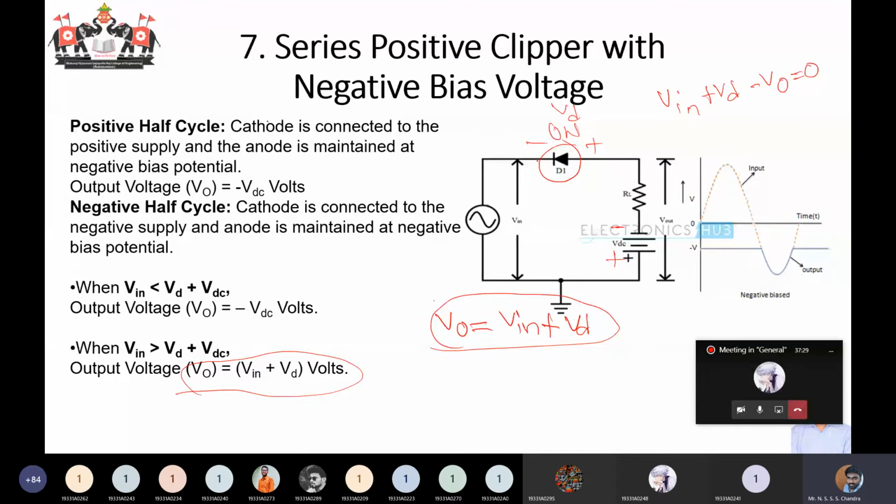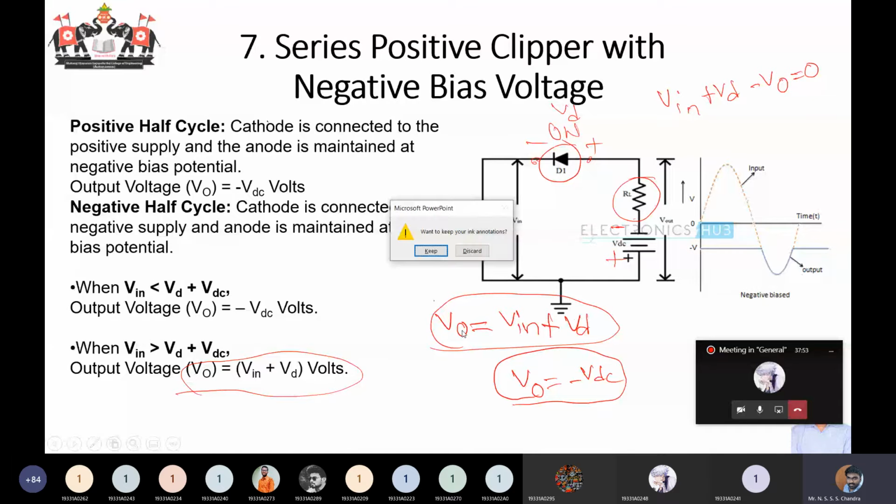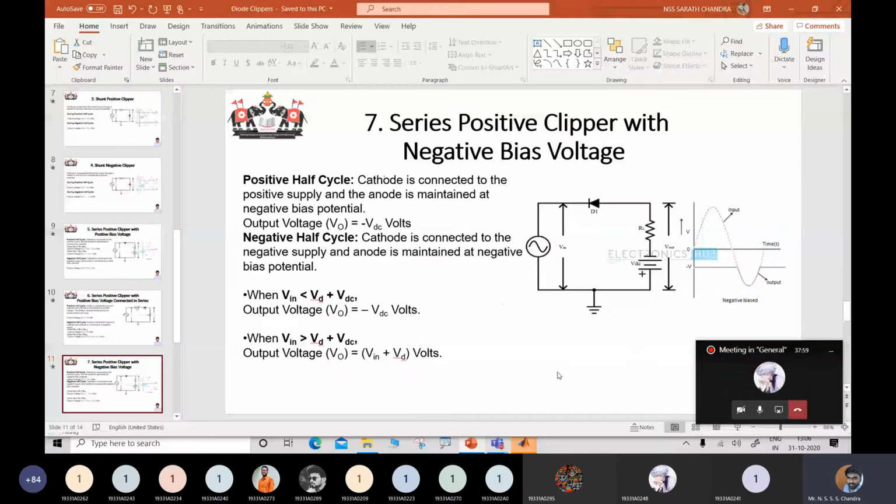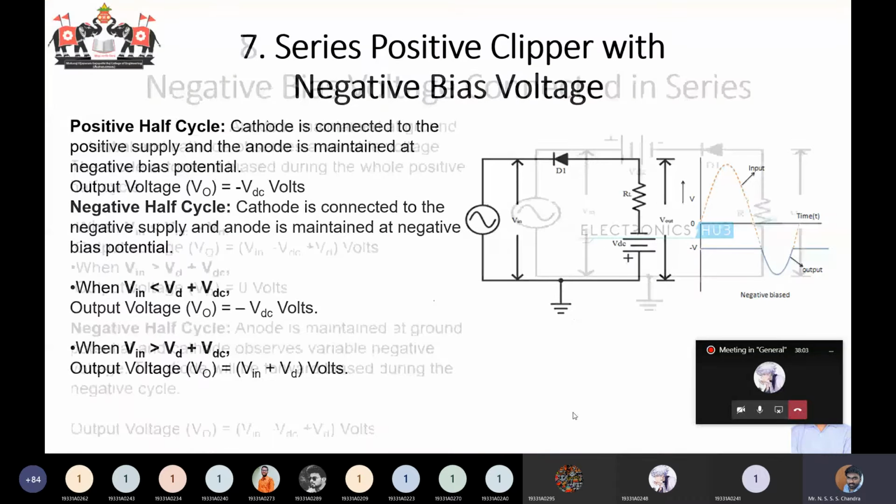And then if the diode is acting like an open circuit or open switch, then your V0 is equal to minus VDC, because this is the negative terminal, this is the positive terminal, and there is no current because of the open circuit, and there is no drop across your RL. So V0 will be equal to minus VDC. So we'll move on to the next circuit.